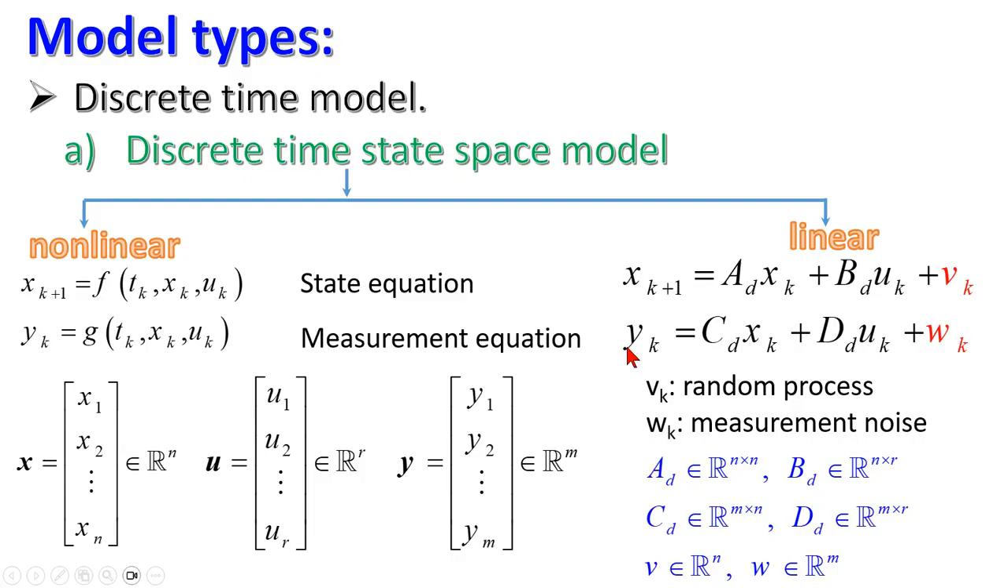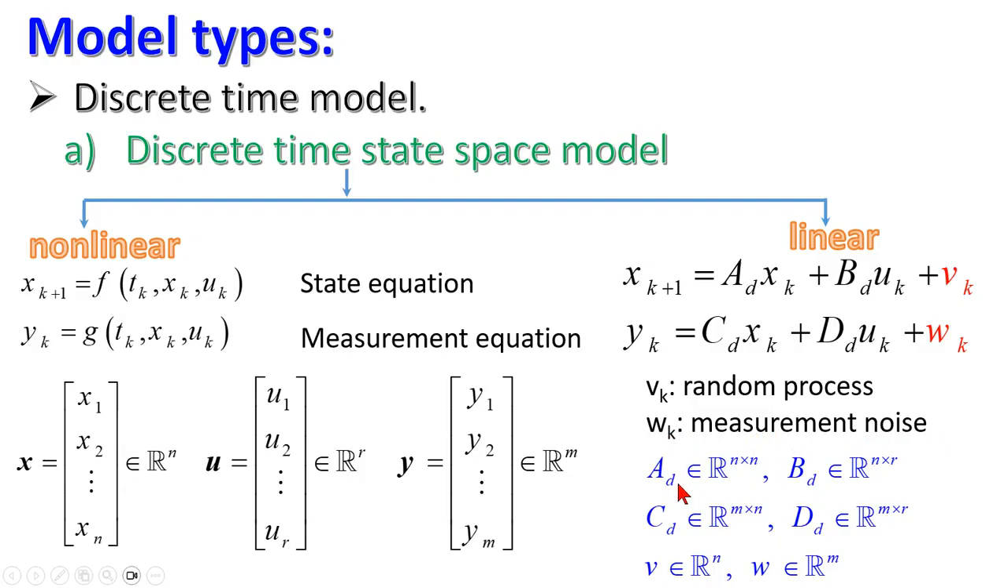X are the states, U are the control inputs. Here vk and wk are the random process noise and the measurement noise. These random noises have zero mean and a certain variance. However, these two noises, the process noise and the measurement noise, are uncorrelated to each other, which basically means that the random process noise has got nothing to do with the measurement noise.